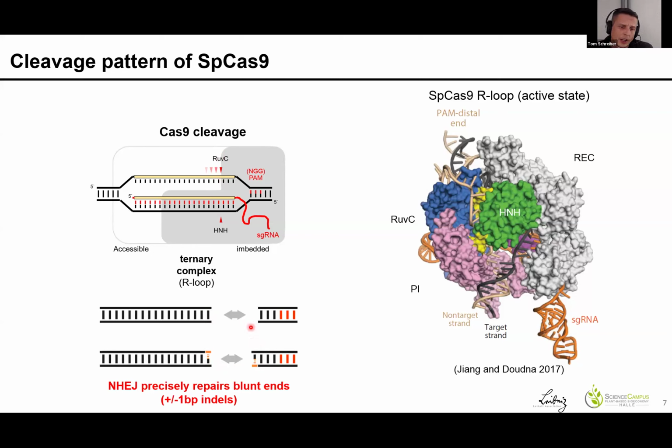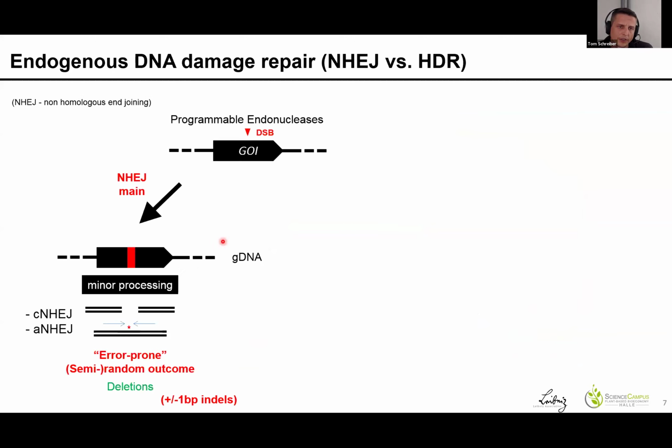So these lesions, which are produced by Cas9, are mostly substrates for non-homologous end joining, a process that, as I said, just puts things together.